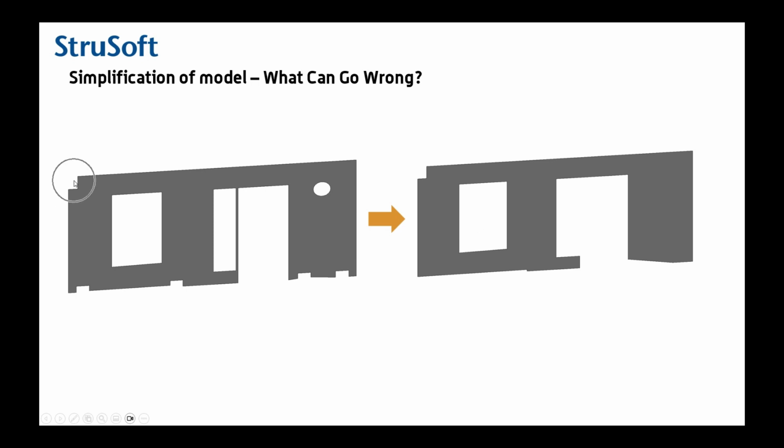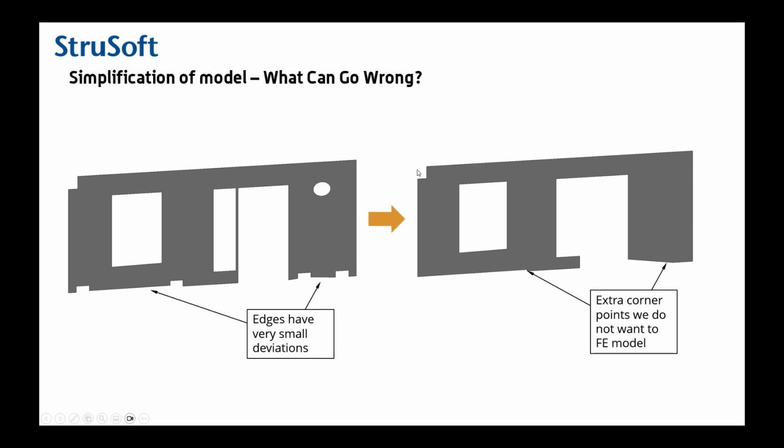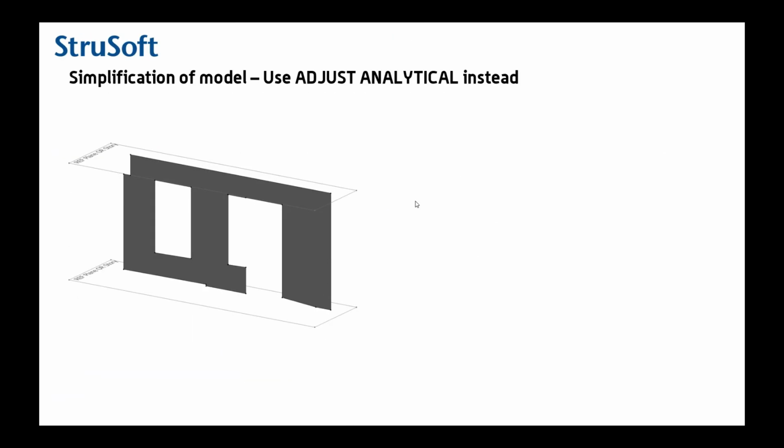And one downfall is also this corner, so the corner does not work at all. It does not understand that this is a small detail. But we have tools to remove these corner details as well. So I will show later how you can fix those corners. So now we have a faulty model, but we can use the adjust analytical instead to fix that one.